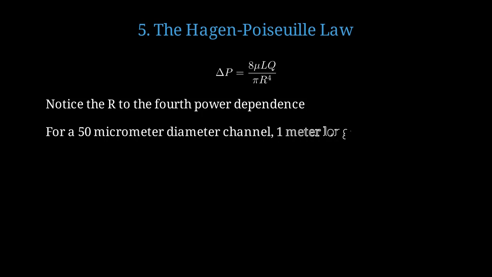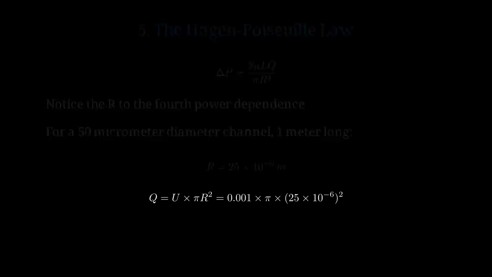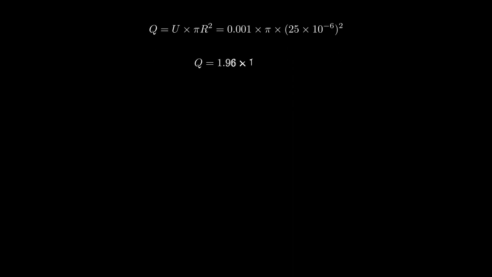Let's calculate pressure drop for a 50 micrometer diameter channel, 1 meter long. The radius is 25 micrometers. Flow rate equals velocity times cross-sectional area, which is 0.001 times pi times 25 micrometers squared. This gives approximately 2 nanoliters per second.